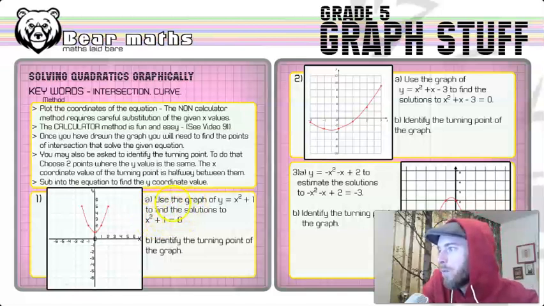Now, when we solve a quadratic, what we're doing is we're looking for the points of intersection with the x-axis. That's what we're looking for. They are called the roots of the equation. So what are the roots of the equation for A? It says use the graph of y equals x squared plus 1 to find solutions to x squared plus 1 equals 0. We will notice that the graph does not go through the x-axis. Therefore there are no solutions to that given equation. So that would be our answer to that one, no solutions.